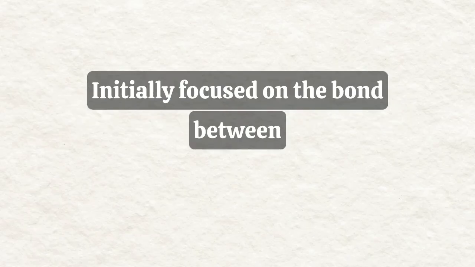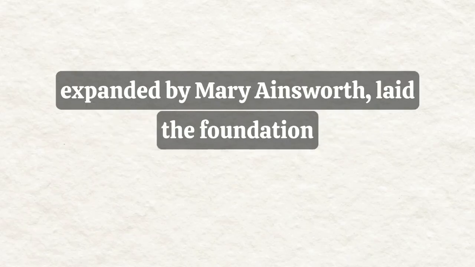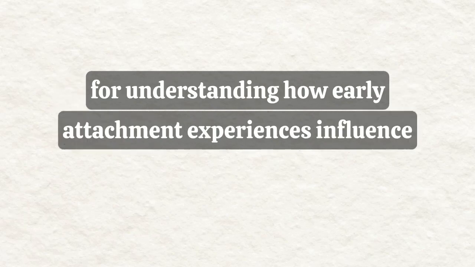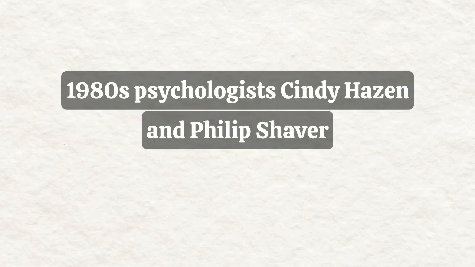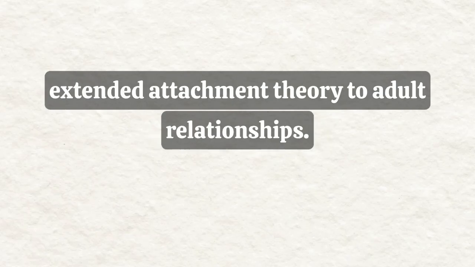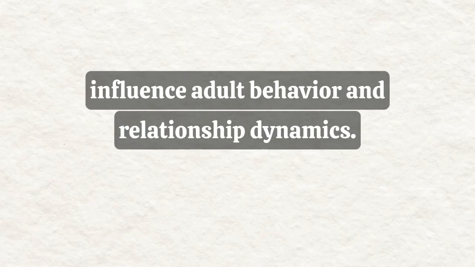Initially focused on the bond between children and their primary caregivers, Bowlby's work, expanded by Mary Ainsworth, laid the foundation for understanding how early attachment experiences influence relationships in adulthood. Building on their base, in the late 1980s, psychologists Cindy Hazan and Philip Shaver extended attachment theory to adult relationships. They identified how early attachment patterns influence adult behavior and relationship dynamics.